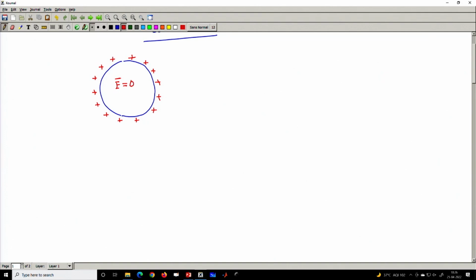Also, whatever field one can expect just above the conductor. So this is the conductor where all the positive induced charge is residing on the surface like this, and just above the surface, if I want to find the electric field, that value we calculated last day: it is sigma divided by epsilon 0 times the unit vector n, where the unit vector is along the direction perpendicular to the surface.